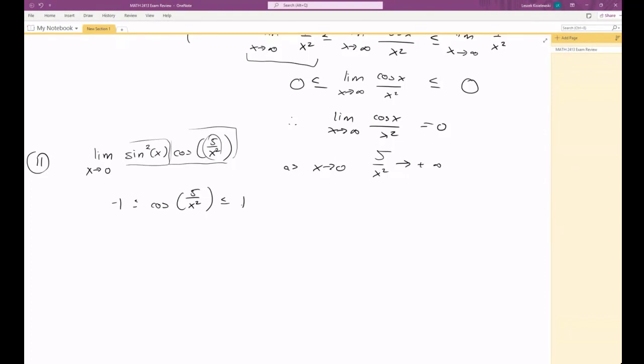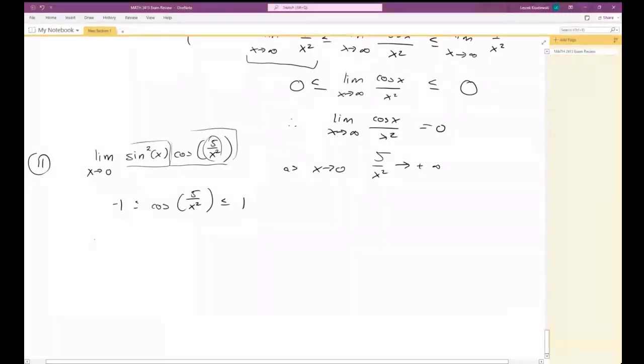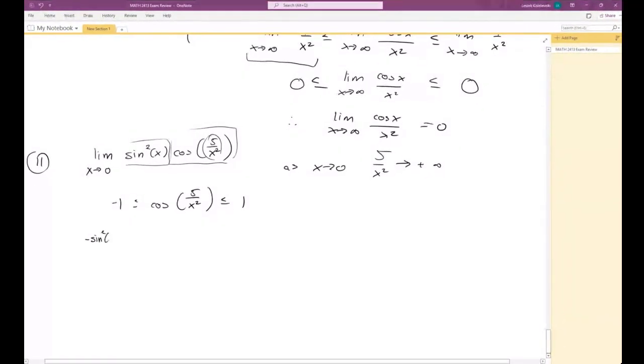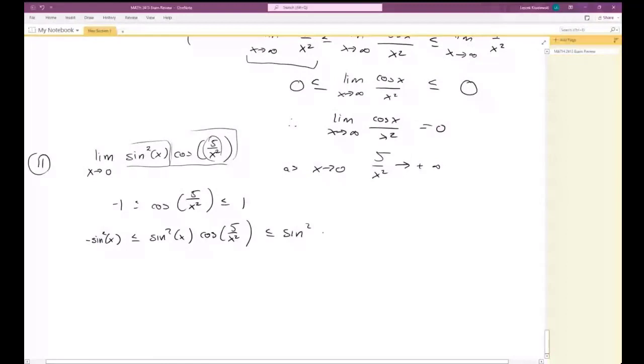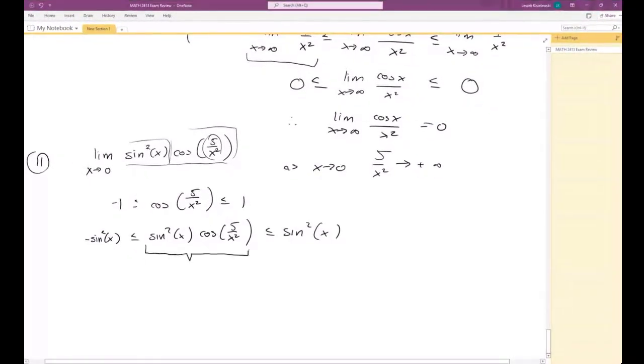So then we would multiply everything by sine squared. Conveniently, I squared it, so we don't have to worry about multiplying by a negative, right? So I'm going to multiply each thing by this non-negative quantity, right? So sine squared multiplies everything, so that way we get our function, whose limit we want to find, in the middle.